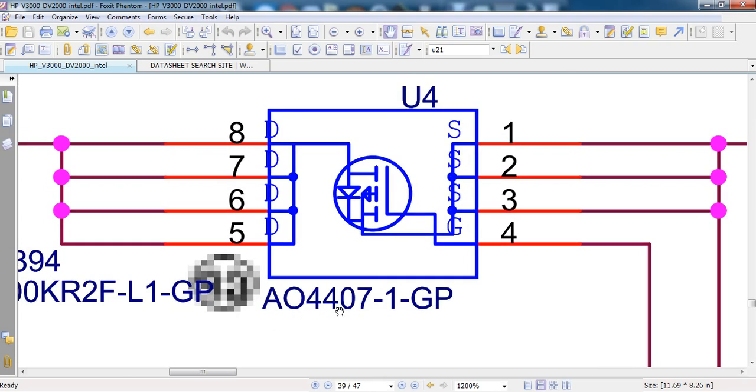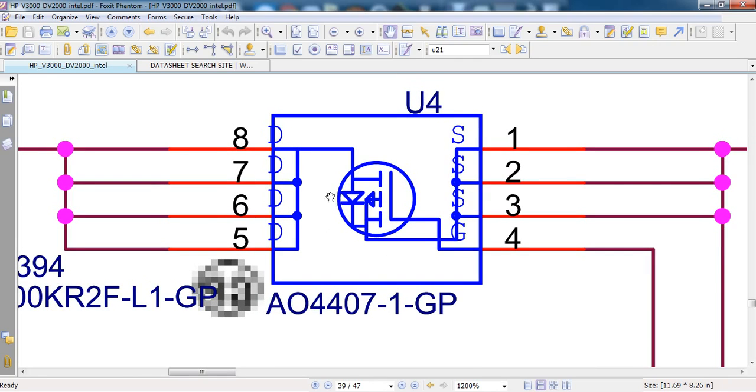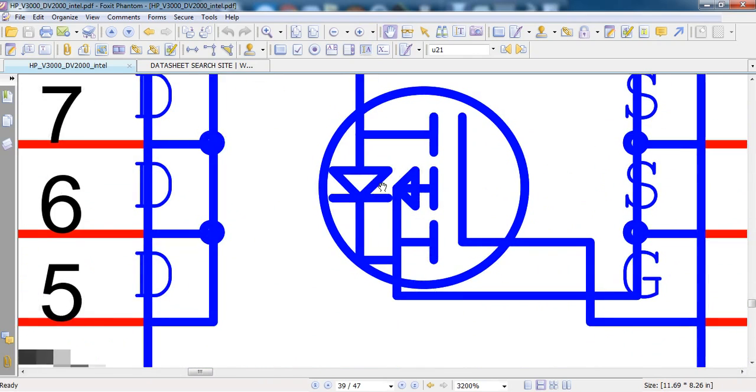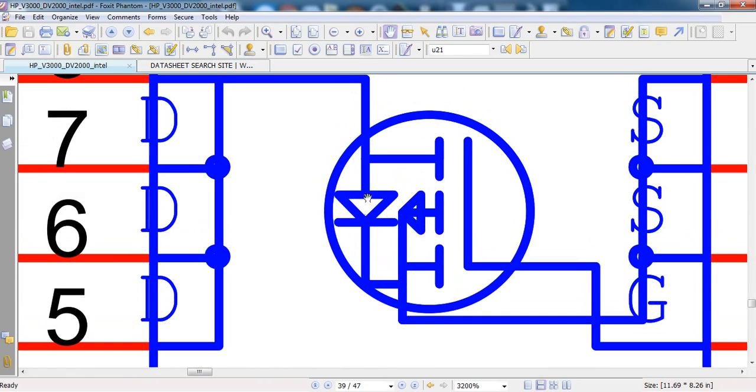This is A04407. Okay, if you want to know whether it is N channel or P channel, simply remember: if the arrow is outside, then it is a P channel MOSFET. If the arrow is inside, then it is an N channel MOSFET. The arrow inside the circuit diagram. Okay, the arrow is outside, not this arrow. This is not an arrow, this is the diode. Okay, this is the arrow symbol. The arrow is outside, so this is the P channel MOSFET.